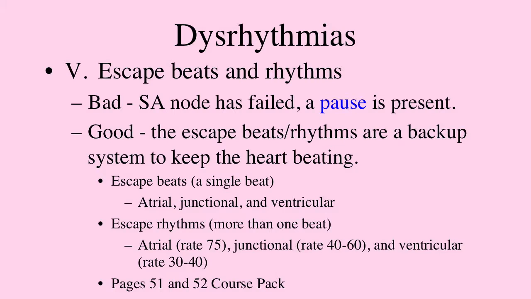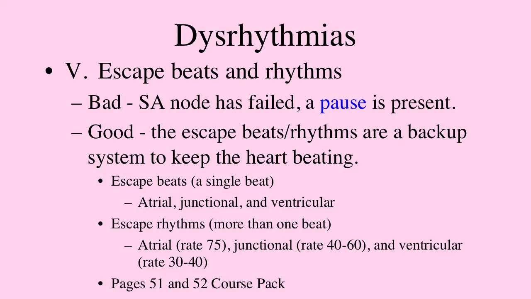This would be the case where the SA node has failed and you have a pause, and therefore you've got a backup system. With an atrial escape rhythm, the rate is usually around 75. With a junctional escape rhythm, the rate is usually around 40 to 60, and a ventricular escape rhythm, the rate is usually around 30 to 40. And these are examples of the pause coming in at the top.